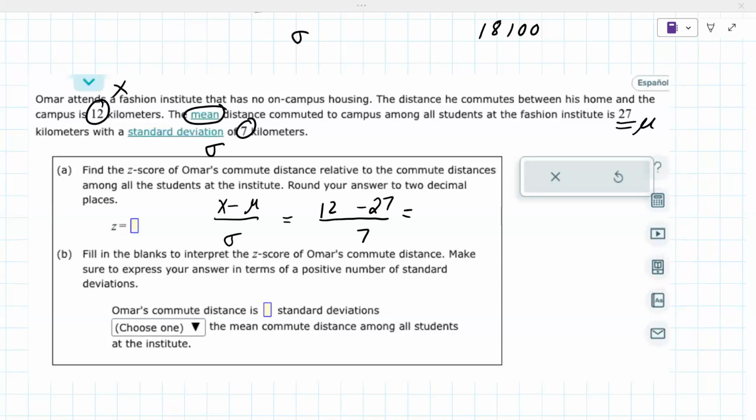So I did get a negative number, so I got negative 2.14, but it's always a positive. Yeah, so the z value is negative 2.14, but you're going to change it down here to 2.14, and then because it's negative, it will be below.